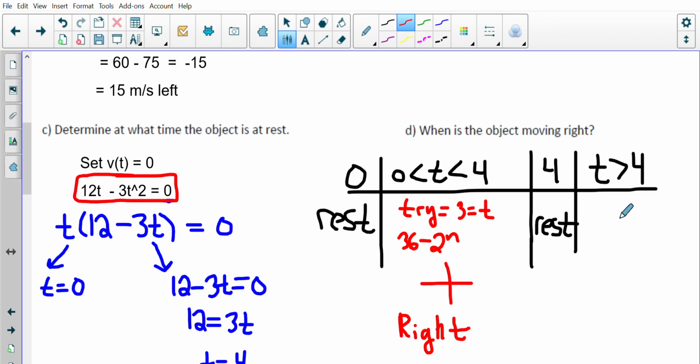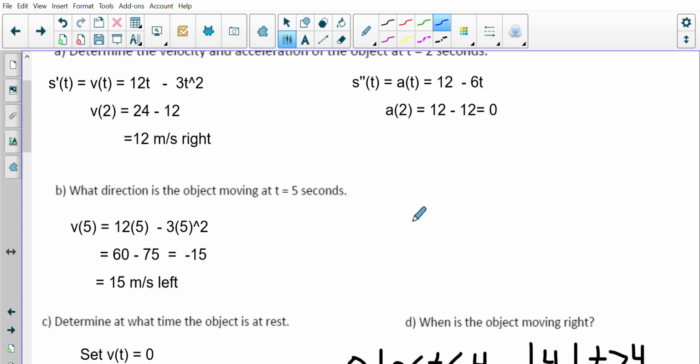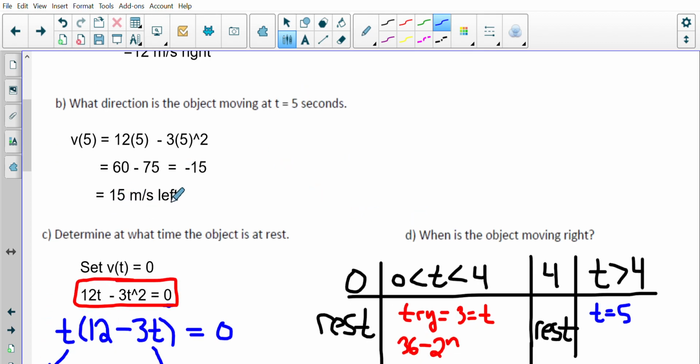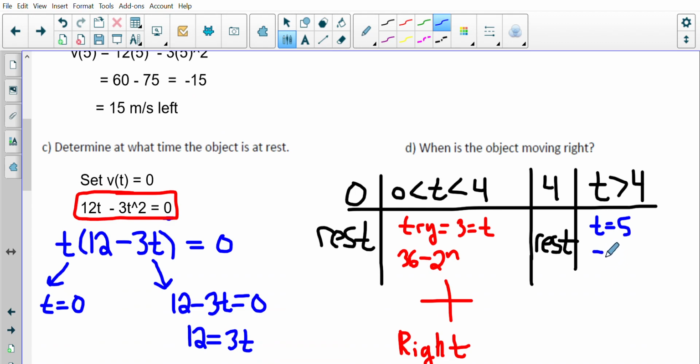But then it stops, and then after 4, I don't know. Does it keep going right, or does it switch to left? I don't know. We'll check it out. So I'll try t equals 5. Actually, I think we did that one. Yeah, we did 5, and we got negative 15. That value helps. And so it's negative on this interval, and so the object goes left. And then it never stops after that. So it starts going right for 4 seconds, stops, and then goes left after that.